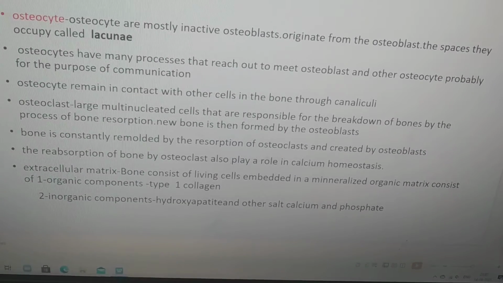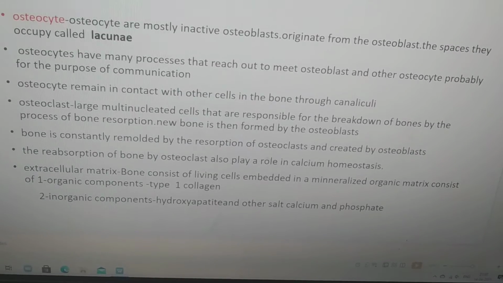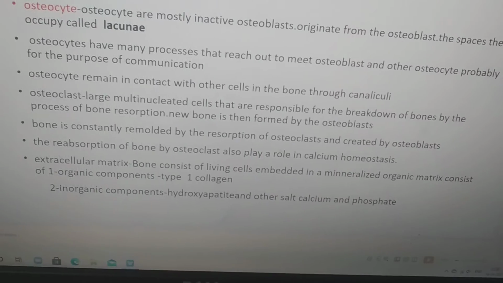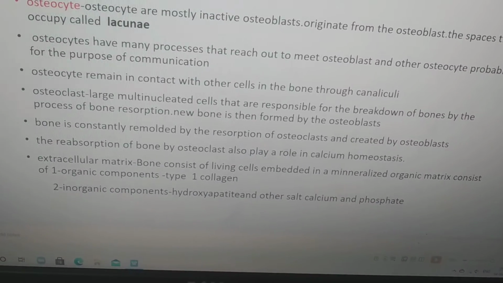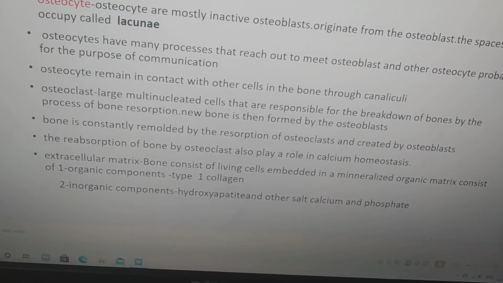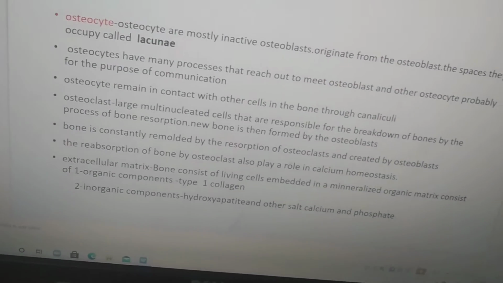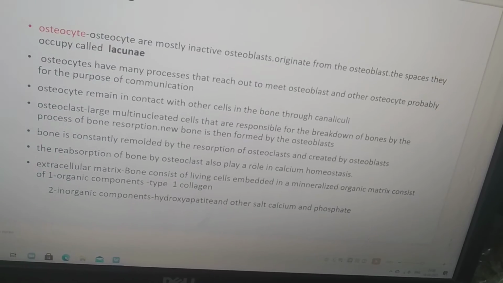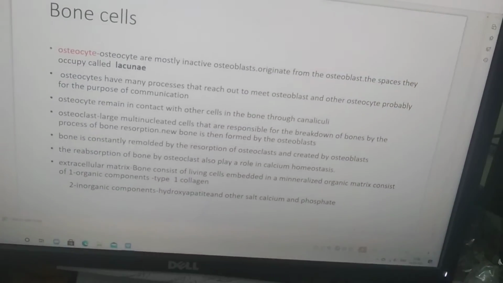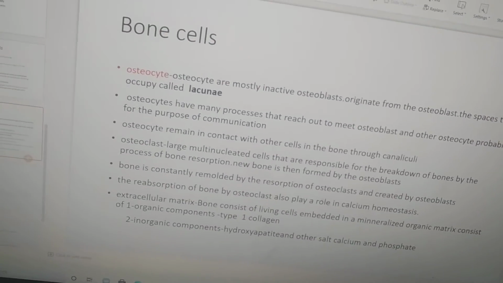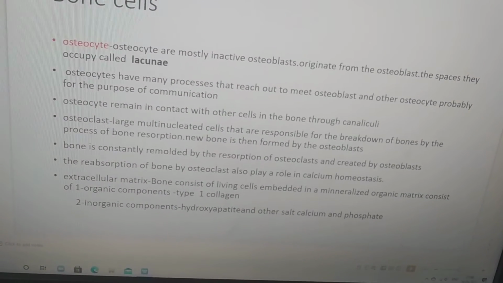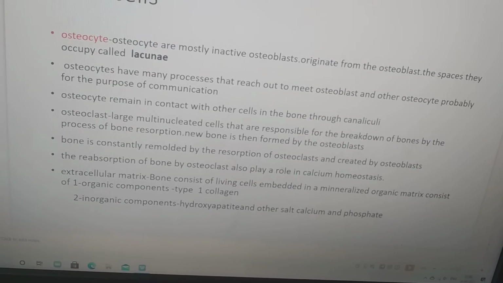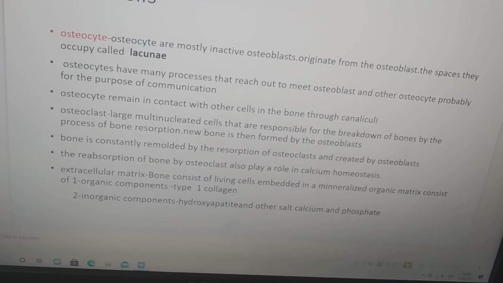Extracellular matrix. Bone consists of living cells embedded in a mineralized organic matrix. It consists of an organic component, type 1 collagen, and an inorganic component, hydroxyapatite and other salts such as calcium phosphate. These are the bone cells: osteocyte, osteoblast and osteoclast. The osteoblast is mononucleated, the osteoclast is a large multinucleated cell.